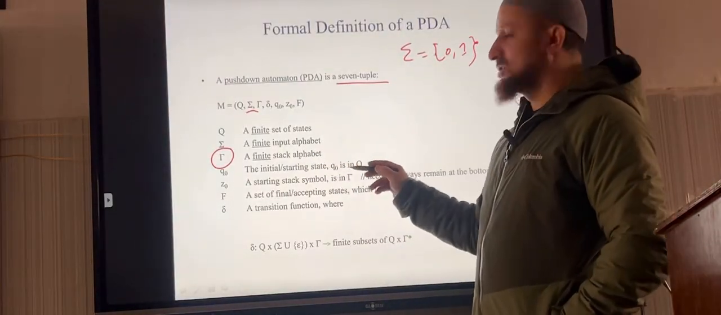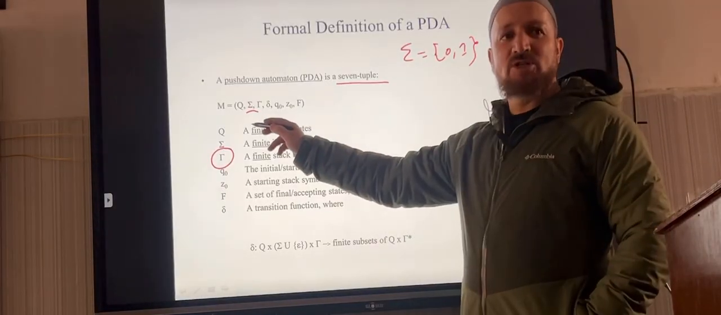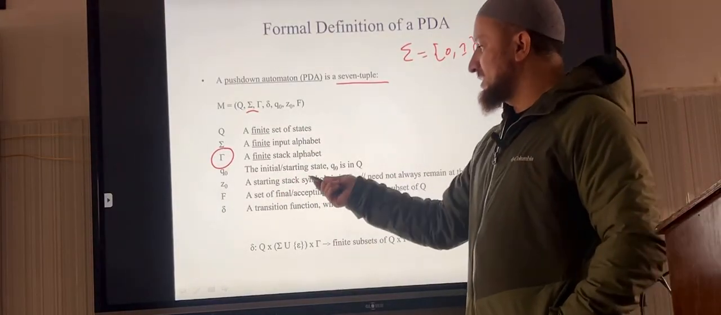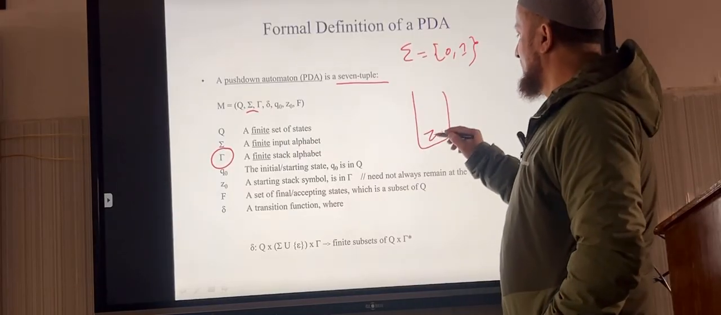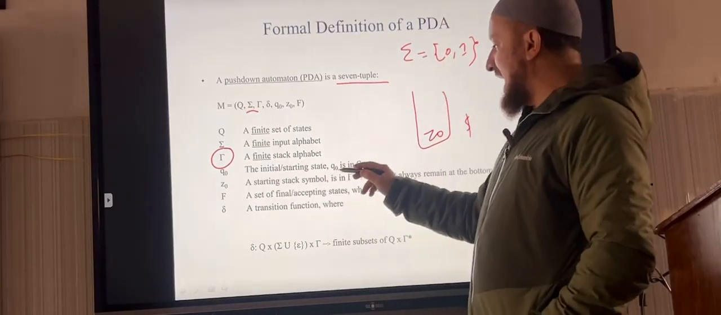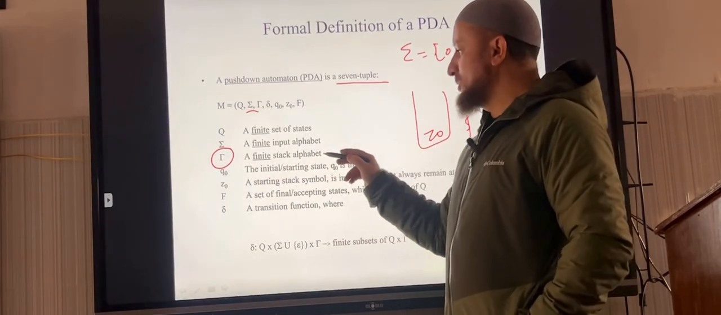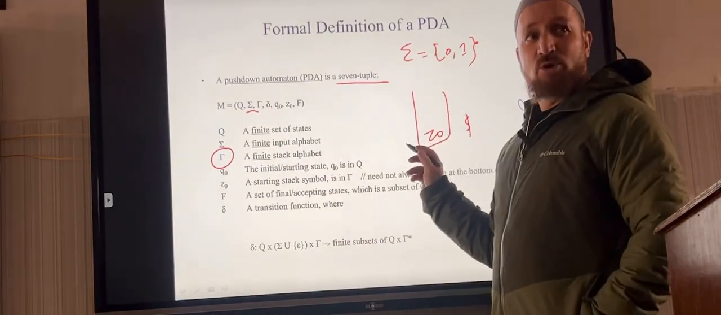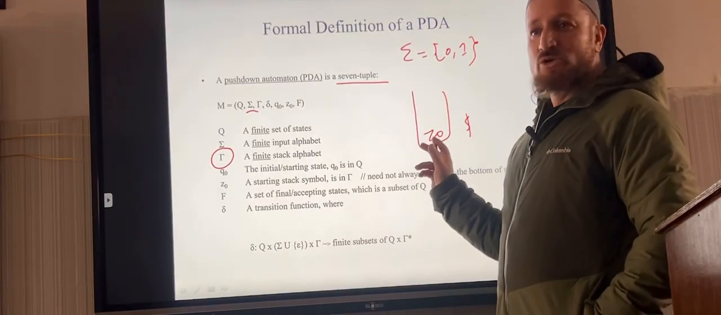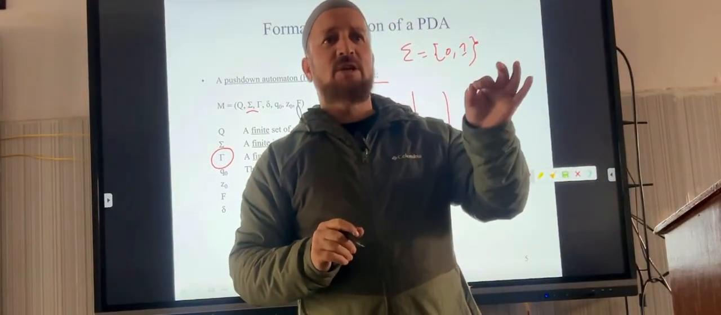Q0 is the initial starting state, the same as in the DFA. It has to be from the Q. Z0 is the start stack symbol. I told you we put Z0 on the stack, but some books write hash or dollar or something. So Z0, the starting stack symbol, is in gamma. It has to be in gamma, so the first thing in gamma is Z0, which we put on the stack. You understand that? Z0 is initially what we put on the stack, with the first input letter.